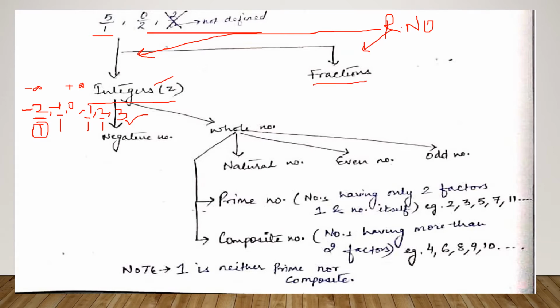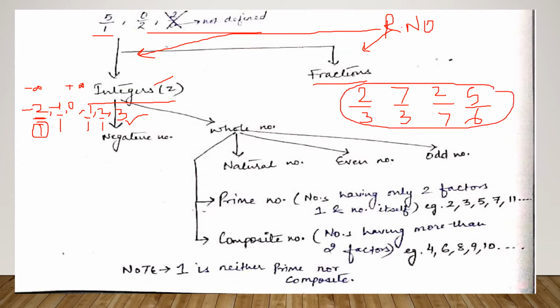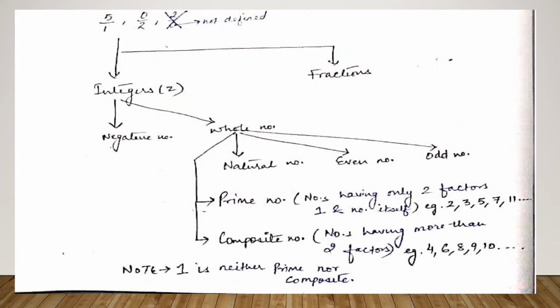Like 2 upon 3 is a fraction. 7 upon 3 is a fraction. 2 upon 7, fraction. 5 upon 6 is also a fraction. So you can now understand the difference between integers and fractions. In integers, the denominator is always 1, but in fractions, the denominator can be 1, 2, 3, 4, any number. Okay. So finally, integers are divided in two parts: negative numbers and whole numbers.